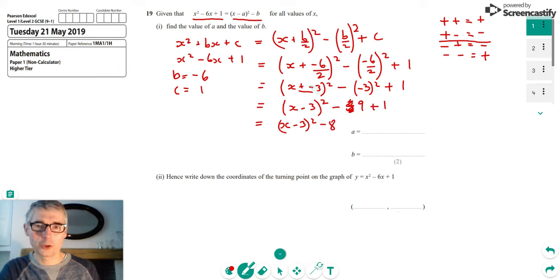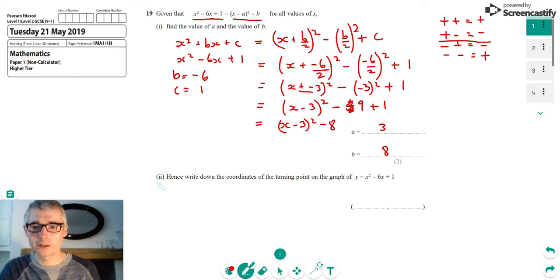So comparing with what we were asked to find at the beginning, we can see that a is equal to 3 because it's a minus a and it's a minus 3. So a must be equal to 3. And we can see that minus b, well, we've got minus 8 there. So b must be equal to 8. So we've done it. That's the first part of the question, part 1.